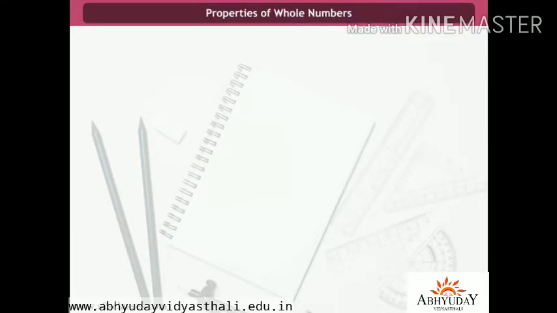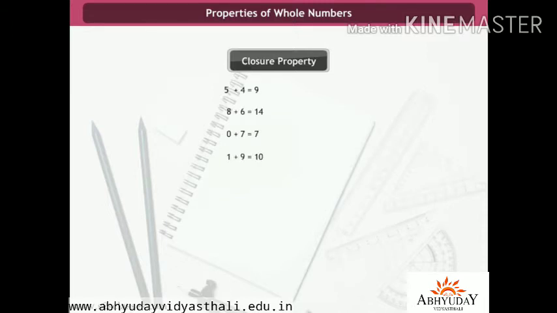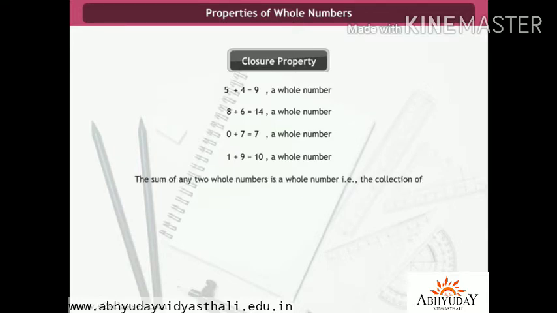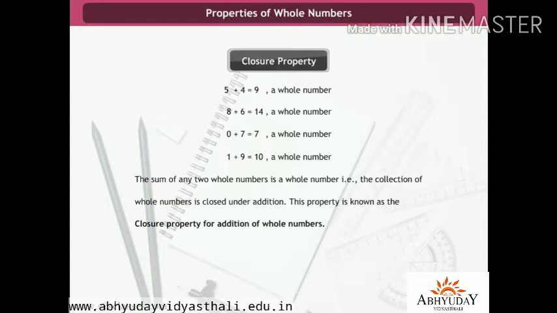Properties of whole numbers. Closure property. We have some properties on whole numbers which enable us to understand whole numbers better and make calculations simple. Let us take any two whole numbers and add them. What did you observe? Yes, the sum of these numbers is also a whole number. Hence we say that the sum of any two whole numbers is a whole number, or we say that the collection of whole numbers is closed under addition. This property is known as the closure property for addition of whole numbers.